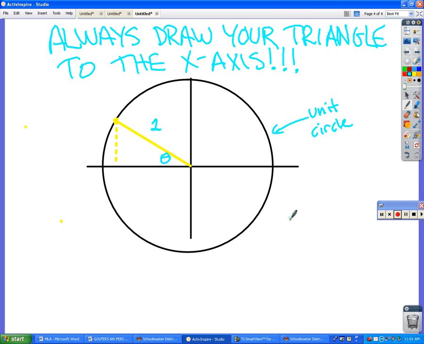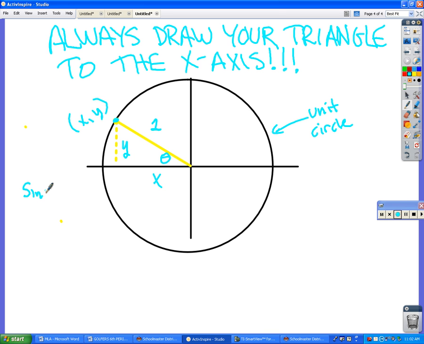This point right here is going to have coordinates x, y, right? So this distance right here is going to be x, because I'm going in the x direction. That leg of the triangle is x, and this leg of the triangle is y. The hypotenuse here is 1, because we're on the unit circle.